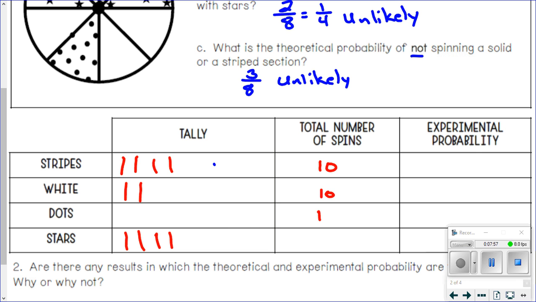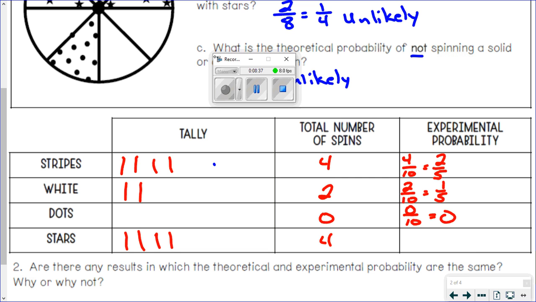So that was 10 for all of these. That's total number of times it landed on. Stripes 4 times, white 2 times, dots 0, stars 4 times. So the experimental probability is that it happened 4 times out of how many times we spun it. So that would be 4 to 10, which simplifies to 2/5. And we have 2 out of 10 times, which simplifies to 1/5. And then we have 0 times out of 10, so that's 0.